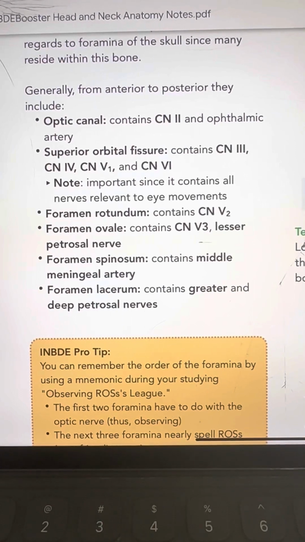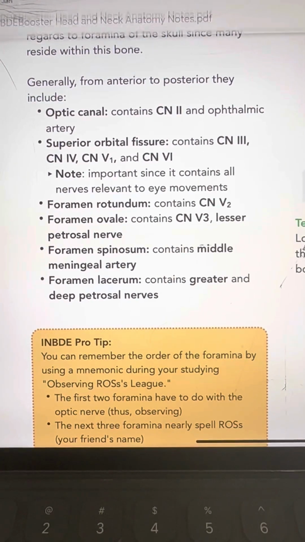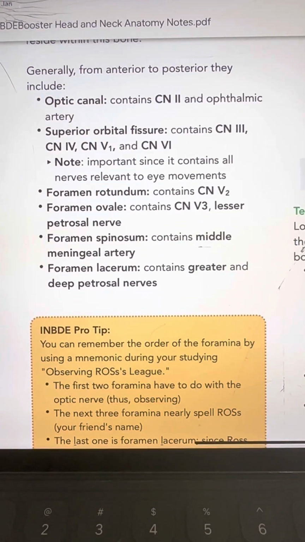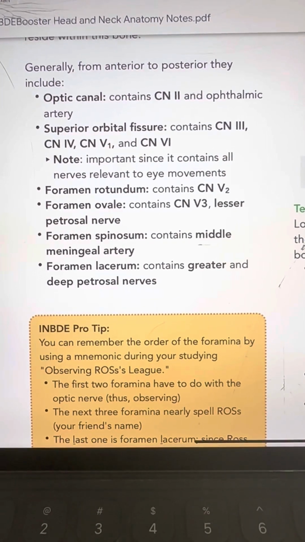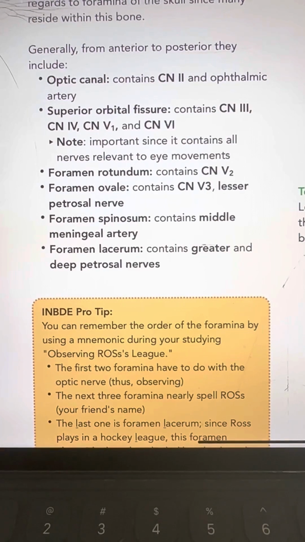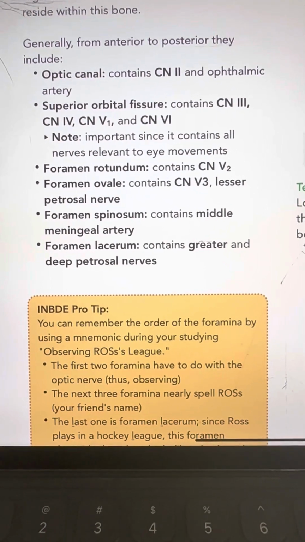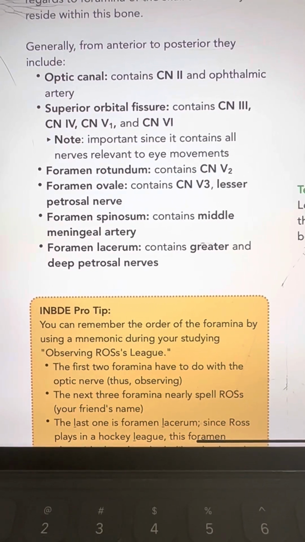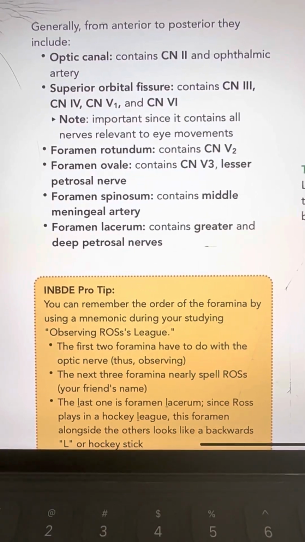Foramen rotundum contains CN V2. Foramen ovale contains CN V3 and the lesser petrosal nerve. Foramen spinosum contains the middle meningeal artery. Foramen lacerum contains the greater and deep petrosal nerves.